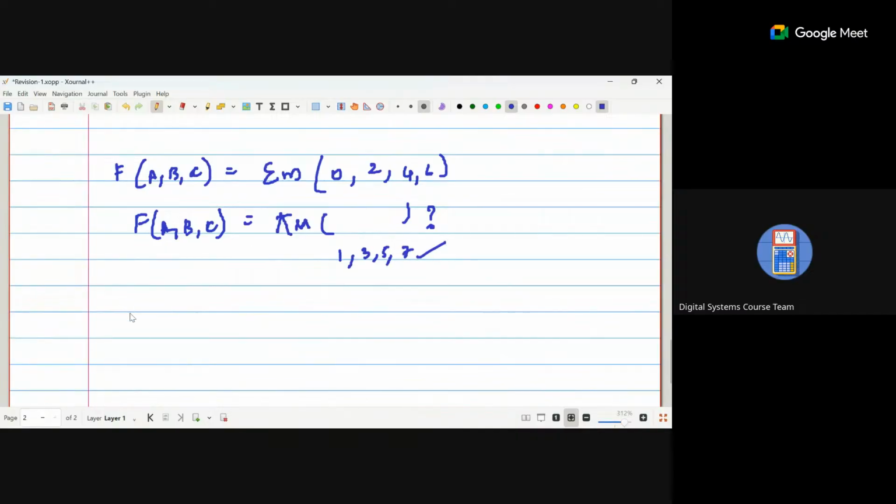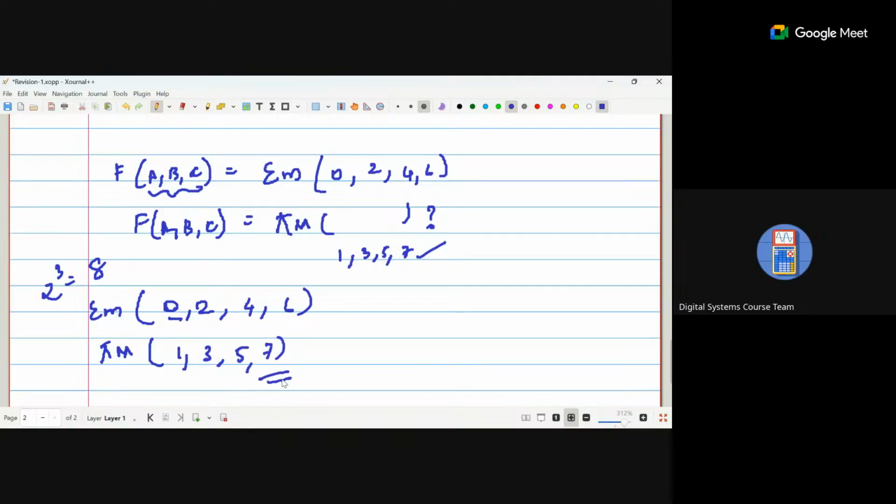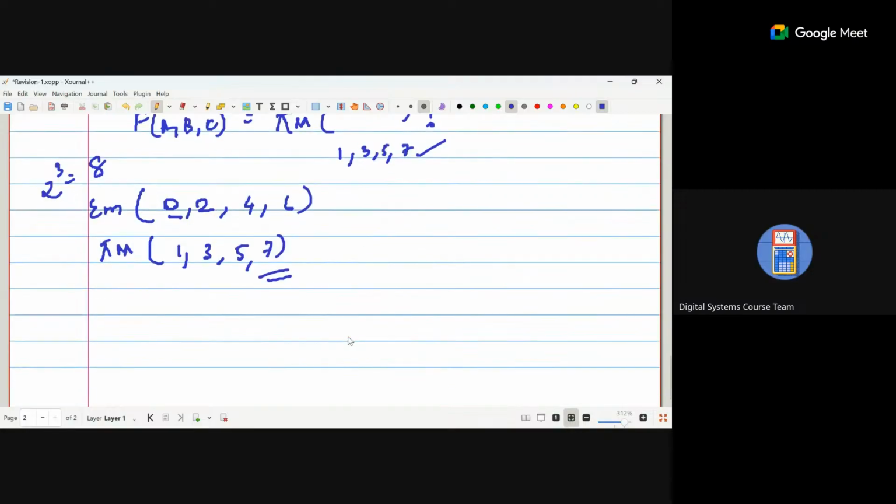So how do we solve it? For minterms, we have 0, 2, 4, 6. And for three variables, it is 2 power 3, so there are 8 possibilities. Out of 8, we have 4 in the minterms. So whichever is not in the minterms will come to the maxterms: 1, 3, 5 and 7. I hope it's clear to everyone, right? Yes, ma'am.